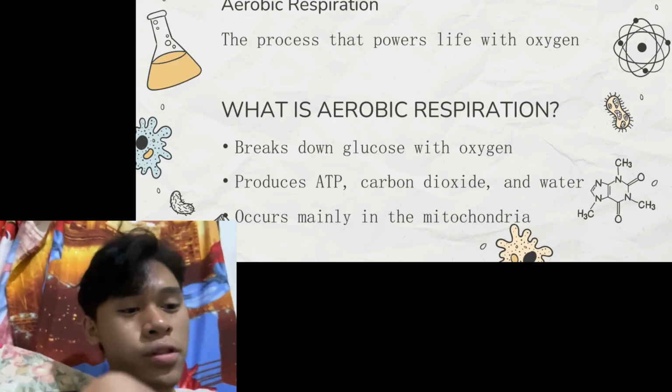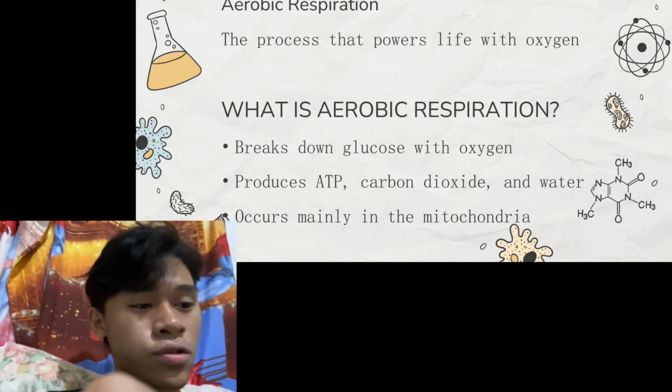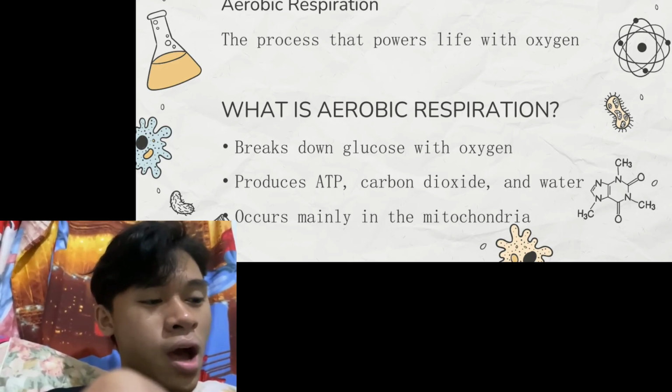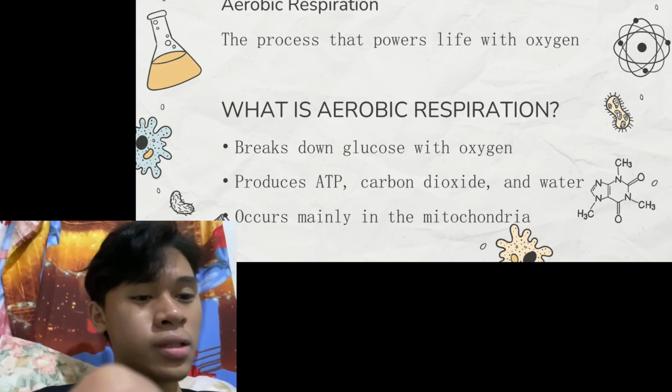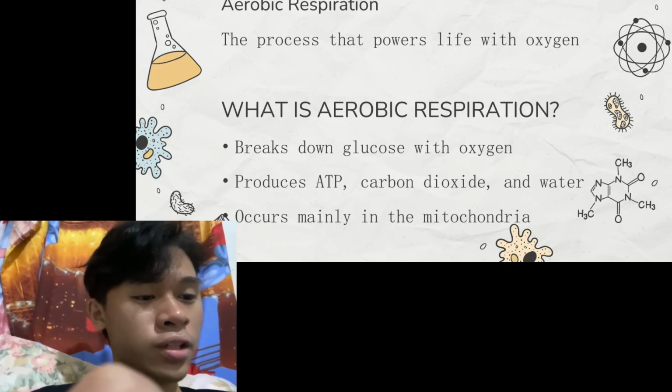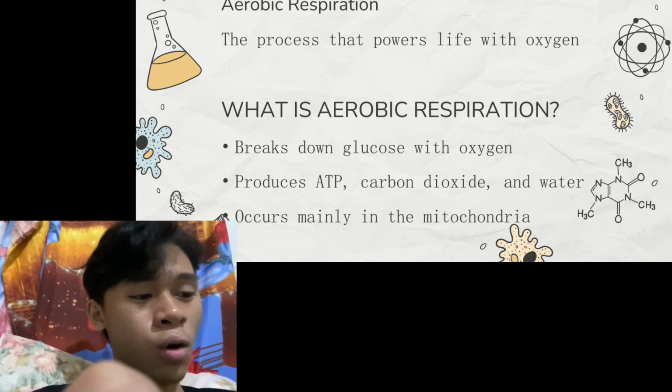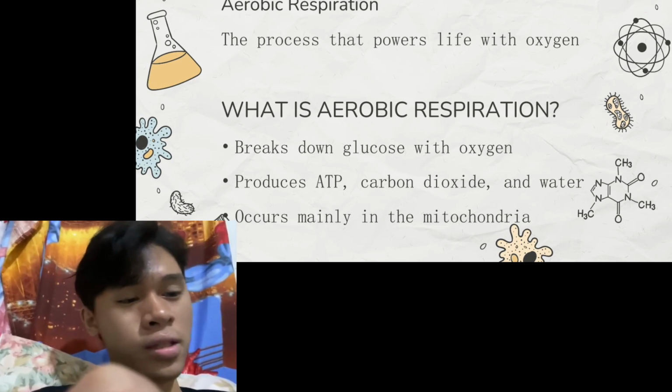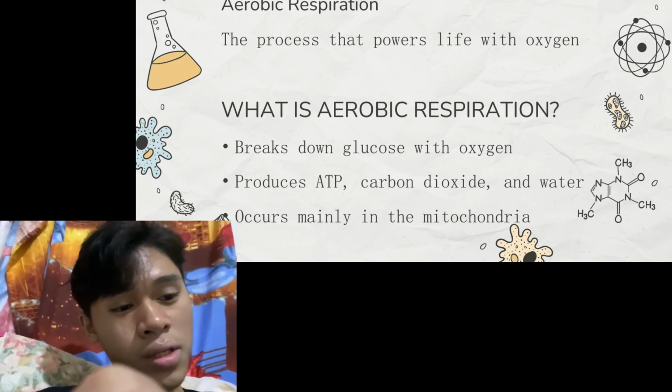Aerobic respiration is a process where cells use oxygen to break down glucose and release energy. This energy is stored in the form of ATP, which the cell uses to function. It also produces carbon dioxide and water as waste.